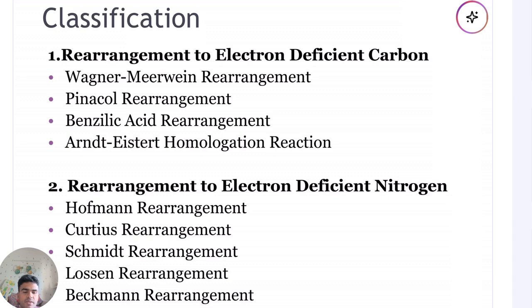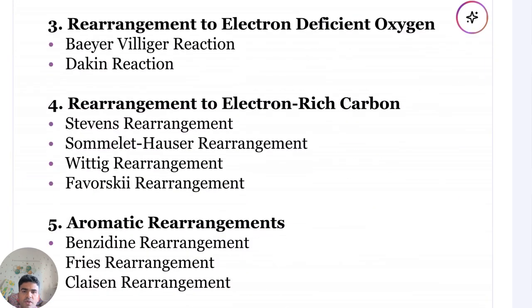There are basically 5 types of rearrangement reaction, that is rearrangement to electron deficient carbon, rearrangement to electron deficient nitrogen, rearrangement to electron deficient oxygen, rearrangement to electron rich carbon, and aromatic rearrangement. In this video we'll discuss the first two types, and here almost 9 to 10 reactions are there.